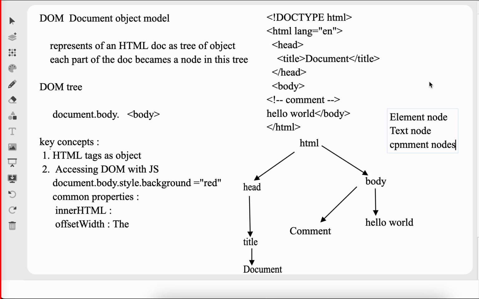The first thing we can say is that the document is the entry point. Here I have to write that one also. The document is the entry point. Element node is the HTML tags, and the text node is the text inside the tags. Comment is invisible in the UI but present in the DOM.